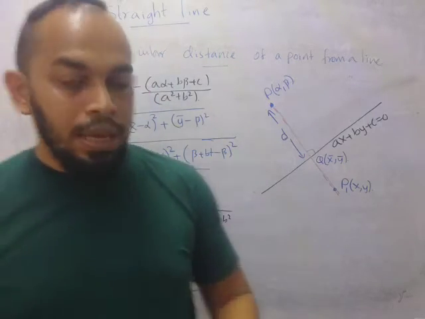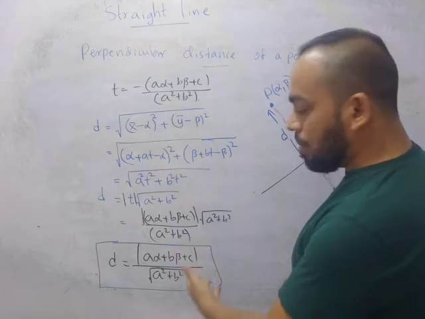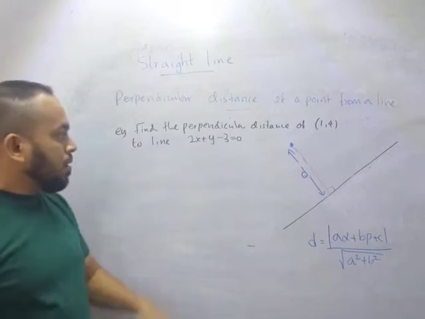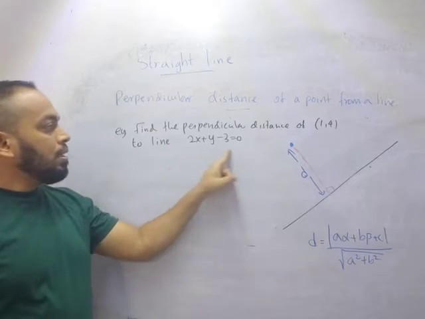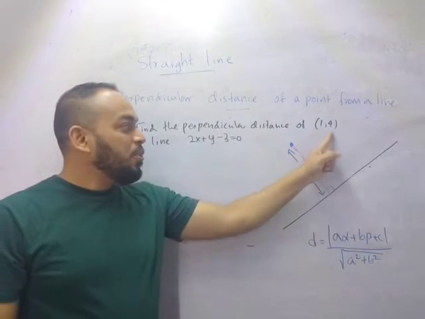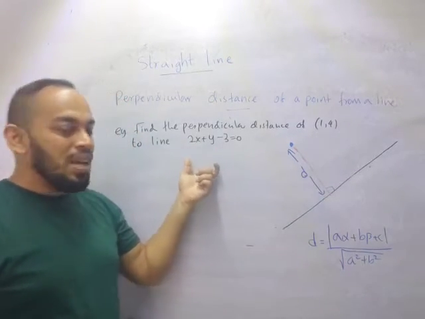The reason to memorize this is that part A questions use these directly. Right. So find the perpendicular distance of point 1,4 to the line this. Now we have to make sure that this point is not on this line. So first substitute and see.